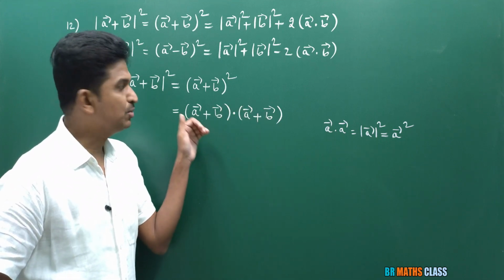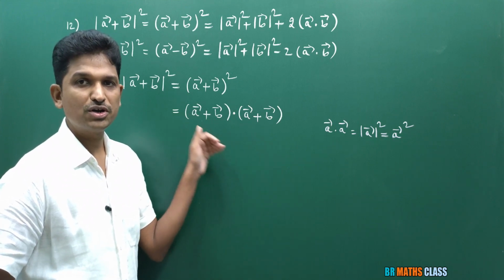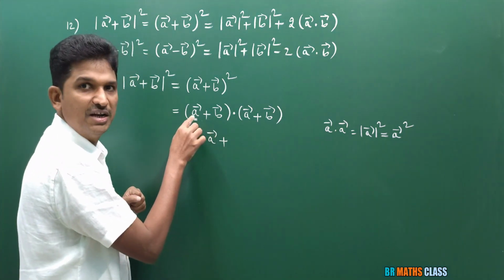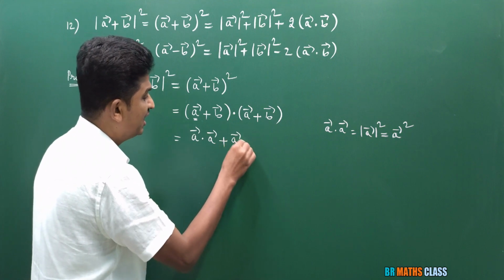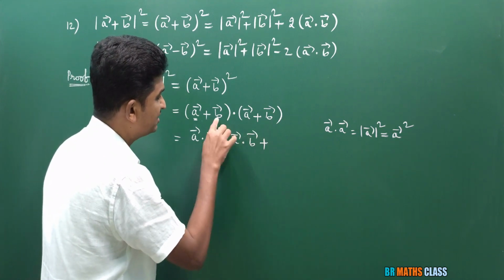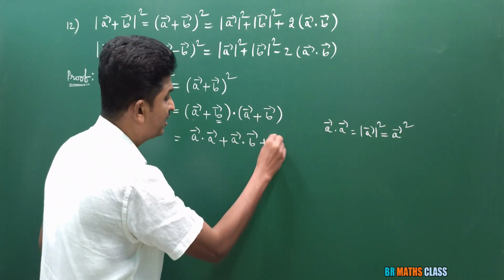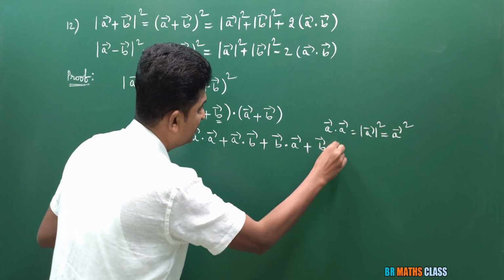Just do like normal multiplication, but it is not normal multiplication. We are applying the formula that dot product is distributive over vector addition. Take this vector and multiply with each term of this: a bar dot a bar plus a bar dot b bar, plus, take this vector and multiply each term of this. What will you get? b bar dot a bar plus b bar dot b bar.